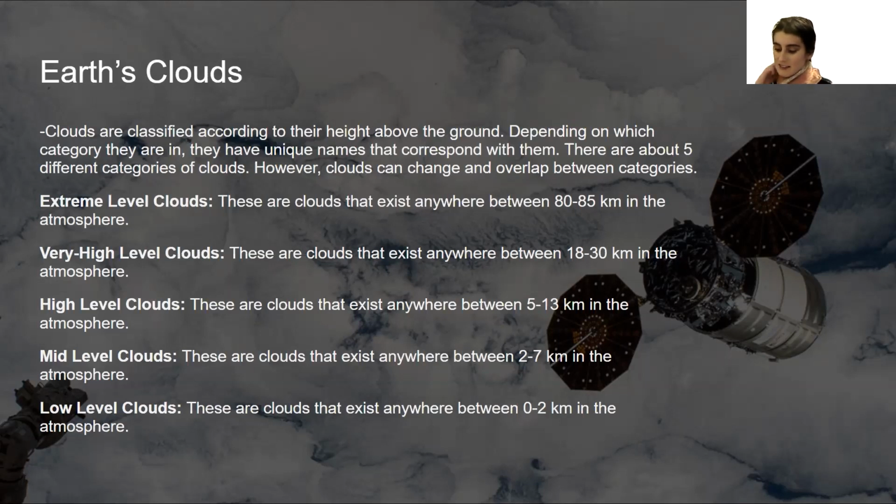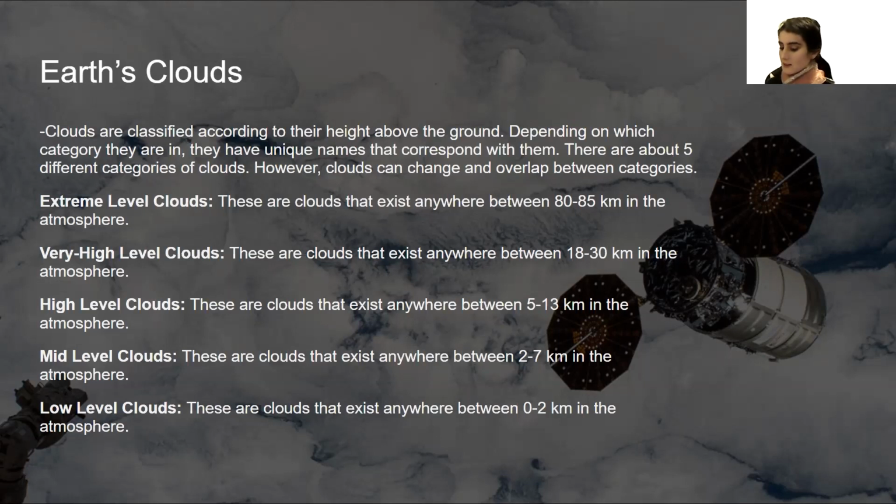Extreme level clouds. There are clouds that exist anywhere between 80 to 85 kilometers in the atmosphere. The species of clouds that exist here are noctilucent clouds, as well as other wispy forms of stratiform and cirrus clouds. Very high level clouds. These clouds exist anywhere between 18 to 30 kilometers in the atmosphere. The species of cloud that exist here are cirrostratus, haze, and stratocumuliform clouds.